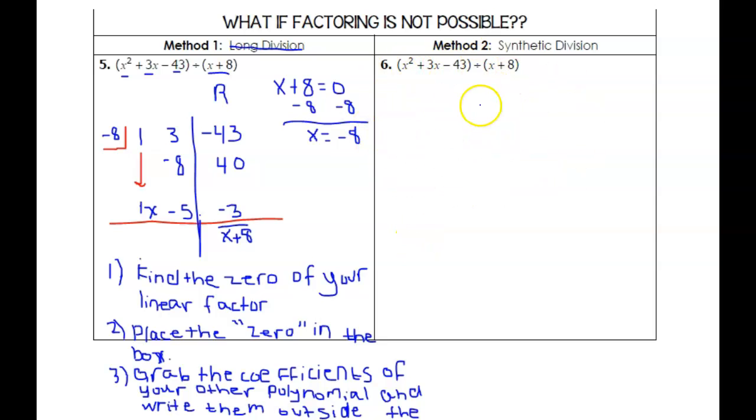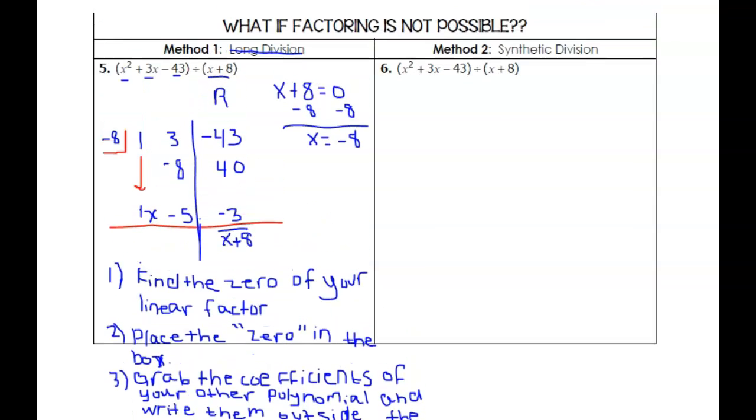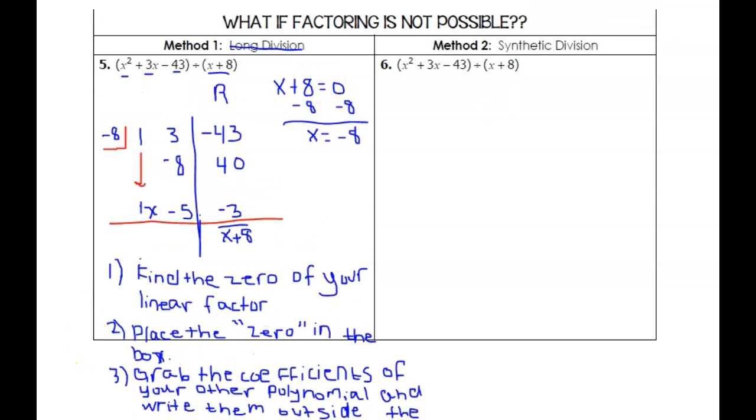Let's try another example over here. Oh, this is the same one. Okay, so that's the same thing we did with synthetic division. Let's go ahead and try some other problems.